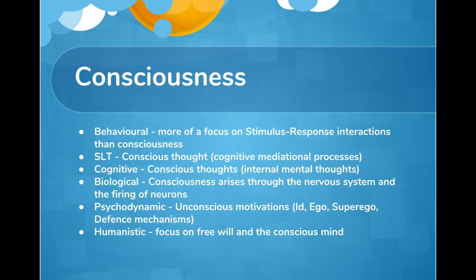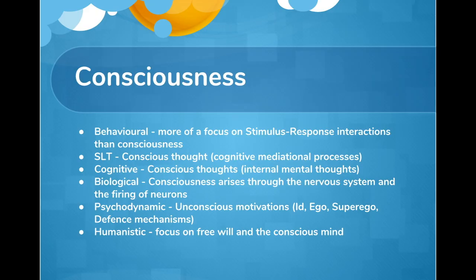The cognitive approach does focus on conscious thought, so it's these internal mental processes. What are we thinking? What's happening in the internal mind when we're considering an environment, a stimulus? So consciousness is a part of the cognitive approach. The biological approach would say that consciousness arises through the nervous system, through the firing of neurons. If you take an extreme biological approach, they could say maybe consciousness is a bit of an illusion, that these biological processes are happening and we think consciousness is there because it's an upshot of them. You get into a bit of a philosophical debate there, but that would be the biological explanation of consciousness.